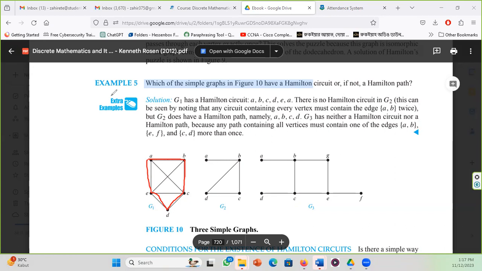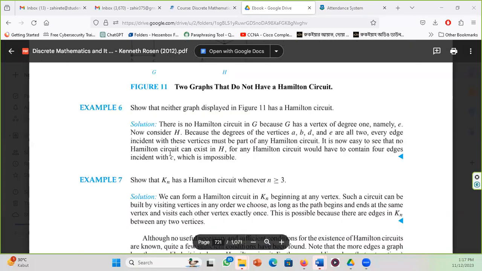So in G2, if we start from A, we cannot come back to A, or from B, we cannot come back to B. That's why G2 is not Hamiltonian. G2 and G3 are not Hamiltonian. Only G1 is Hamiltonian. So do you understand the Hamiltonian circuit and path and the Euler circuit and path? Yes, sir. Let us see another exercise. I hope your concept will be clear.